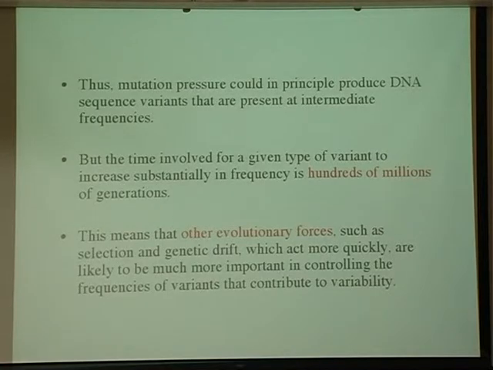Other evolutionary forces, selection and genetic drift, are much more likely to be important in actually controlling the frequencies of the variants that we see. Mutation is producing the variants. It's the other forces which are causing them to spread in the population.